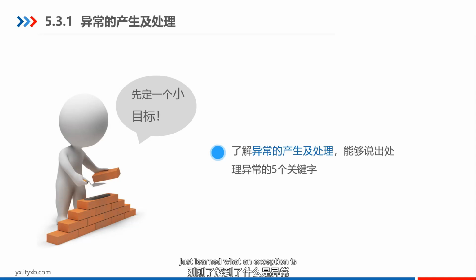Just learn what an exception is, and then checked exception and runtime exception. These exceptions, we ultimately recognize them for what they are, is to be able to catch or declare. That means that ultimately we have to deal with it. And how do we do that?